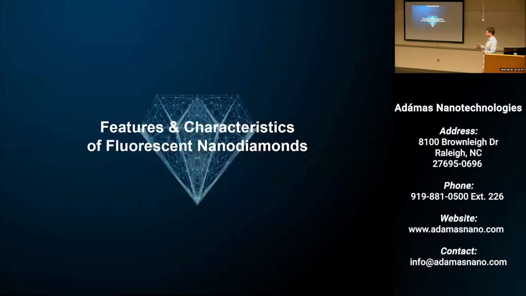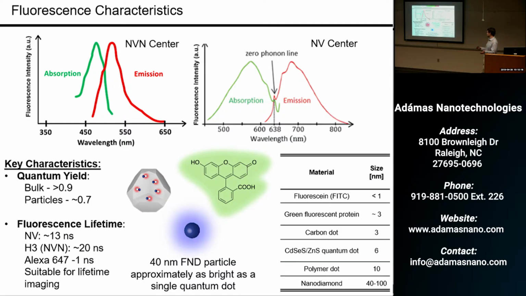That's enough of the solid state physics, and I want to discuss the particular characteristic fluorescence features of diamond, particularly if you're using it in some biological application. So for the NV- center, peak absorption is around 480 nanometers, with peak emission being around 520. For the NV center, peak absorption is around 575, with peak emission around 680 to 700 nanometers.